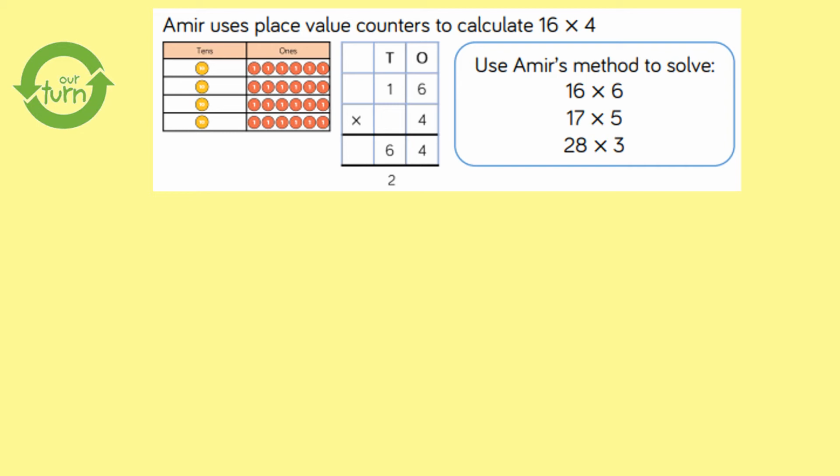Right, let's choose one of these to have a go at. Let's do 17 times 5. So we need to write our tens and our ones. We need to pop 17, and then we need to pop times 5, because that's what we're timesing it by. And then remember, I'm going to do 2 lines, okay?